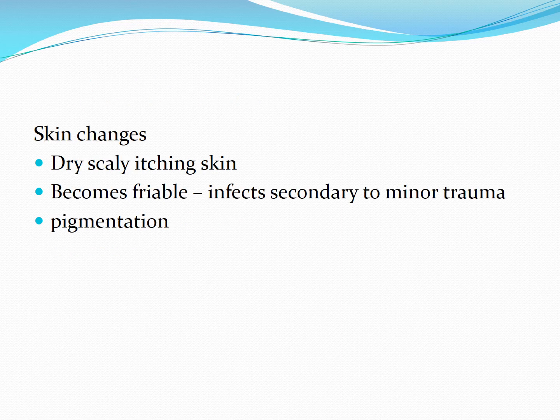The skin changes are slightly different from those of lymphedema. They have dry, scaly, itching skin. It becomes very friable, and because of that, it tends to get traumatized even by a very minor trauma, and that leads to infection and later ulceration. Pigmentation also occurs. This pigmentation is supposed to be due to deposition of hemosiderin. In chronic venous hypertension, red blood cells escape into the subcutaneous tissue. Then they degrade, causing hemosiderin deposition. That is the reason why their limbs are dark.